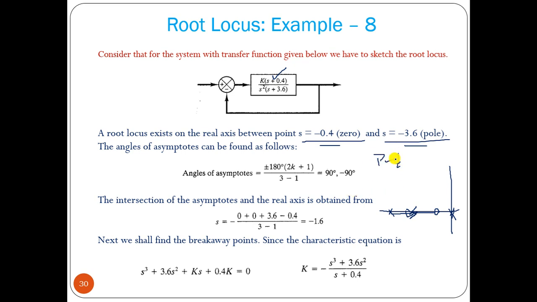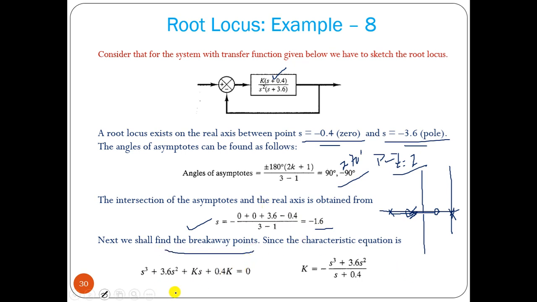Okay, that is equal to 2. So we have asymptote angles of 90 and 270 degrees, and the centroid should be minus 3.6 plus 0.4, so it is minus 1.6. So it is somewhere here. Now we have to find out the breakaway points.